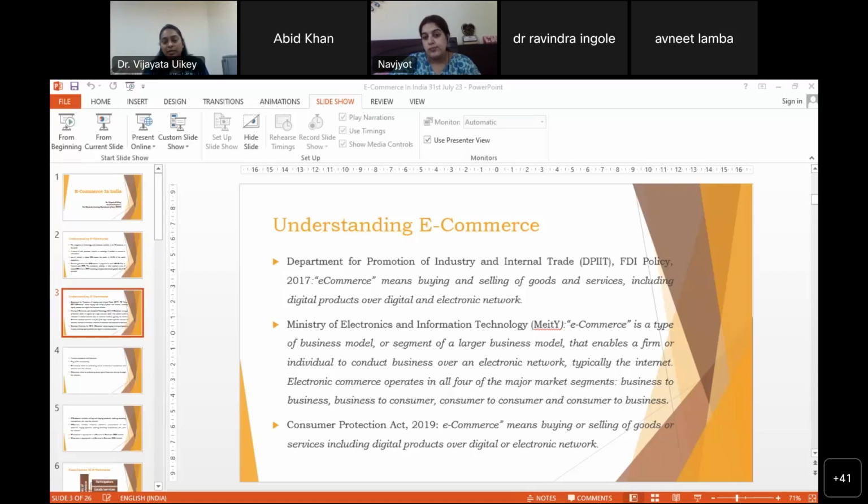So on the basis of participants in the transactions, we have B2B, that is business to business. We have B2C, very common nowadays. Now C2C is also getting very common, where the platform is available so that a consumer can transact with the other consumer. Next is G2B. This is government to business.